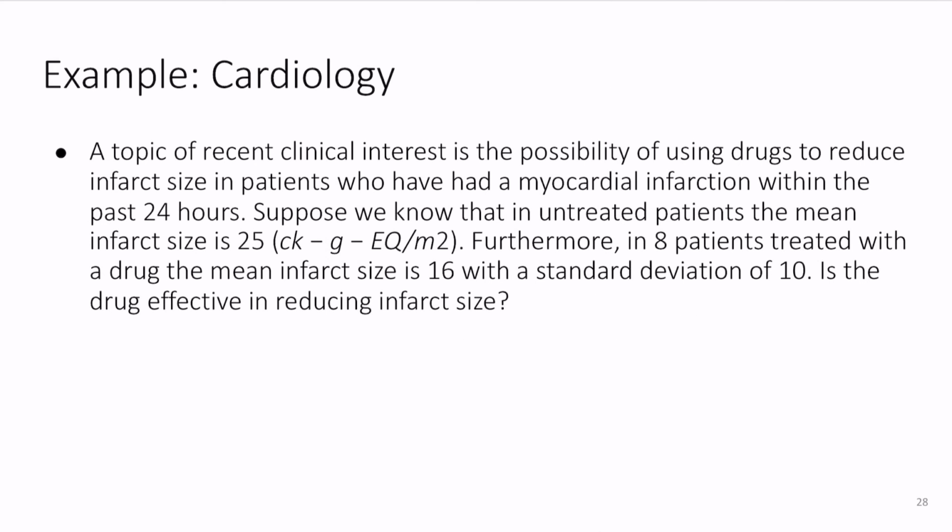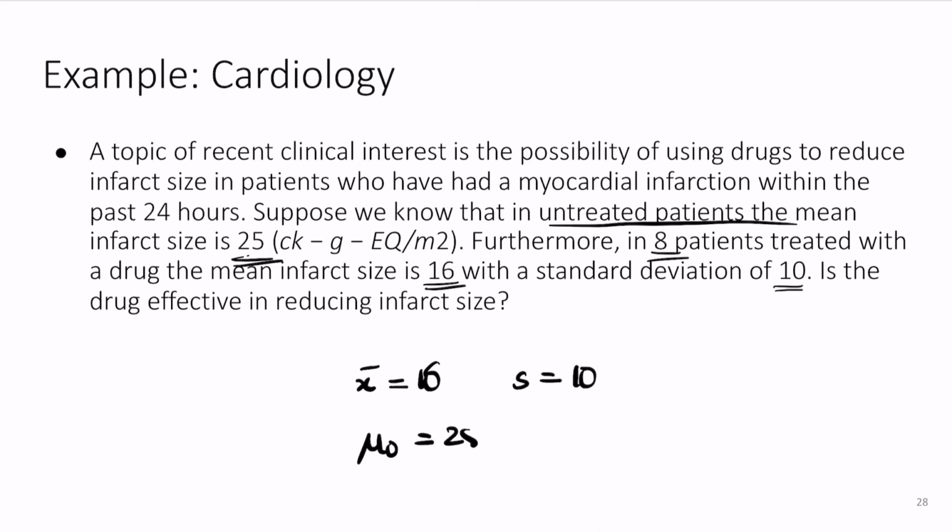So use the same principle now to understand and try to solve this problem. Here they have given you the mean infarct size. We have untreated patients. The mean infarct size is 25. In 8 patients treated with the drug, it is 16 with a standard deviation of 10. So x bar is 16, s is 10, mu naught is 25, and n is 8. So use this data now. Pause the video right here and try to solve this problem using the t-table.